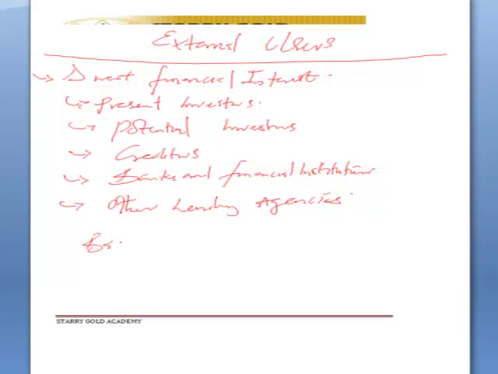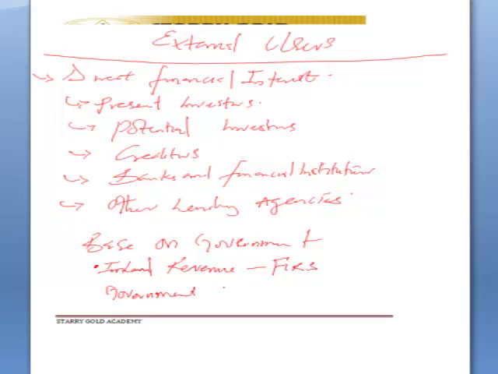Then external users based on government. Government is an external user. And this year we'll talk about the inland revenue. The inland revenue services. In Nigeria here, we will call it what? The FIRS, Federal Inland Revenue Service. And other tax authority. They talk about government planners, the economic planners. They also have interest in the financial statement of a reporting entity.